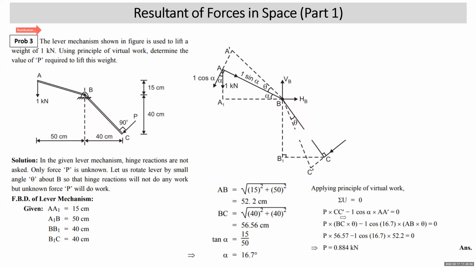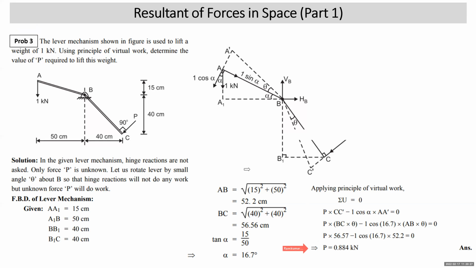What is going to be CC dash? BC into theta. 1 cos alpha, alpha value has been substituted. AA dash is what? AB into theta. We know the length BC, 56.57. All right. Theta gets cancelled. And minus 1 cos alpha into AB length is 52.2 equals 0. You get the value of P as 0.884 kilometer.